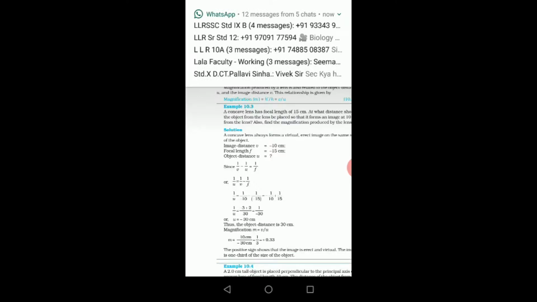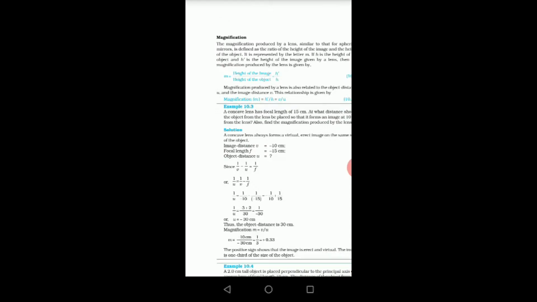But ध्यान में होगा कि in case of the mirror I have changed the symbol. Height of the image I denoted by HI and height of object HO. Therefore, this may be changed M equal to HI by HO. And again linear magnification is defined as the ratio of image distance to the object distance. Therefore, M equal to V by U.